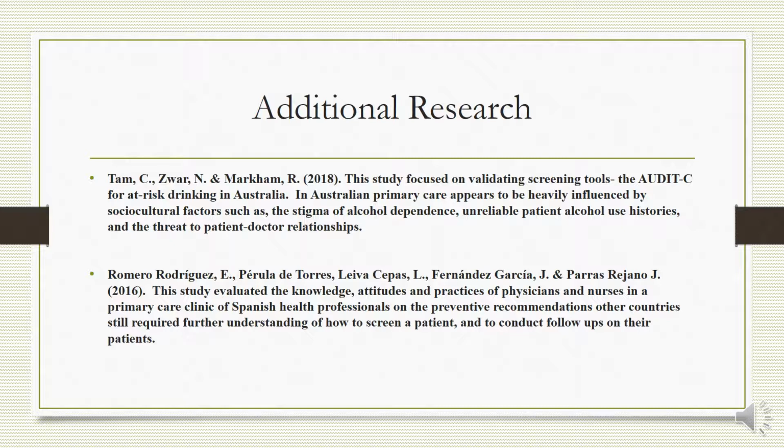In Romero, Perula, Neva, Fernandez, and finally Barras, this study evaluated the knowledge, attitudes, and practice of providers and nurses in a primary care clinic in Spain for Spanish-speaking professionals. Yet, this study indicated that, again, the screening was not done properly, and the education and interventions were not done properly. We need to properly train our educators in our clinics.